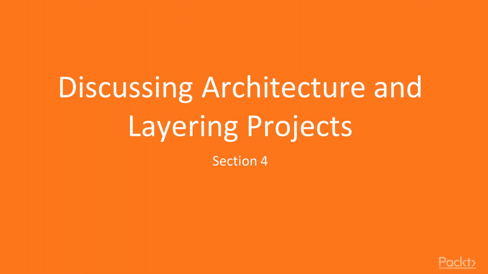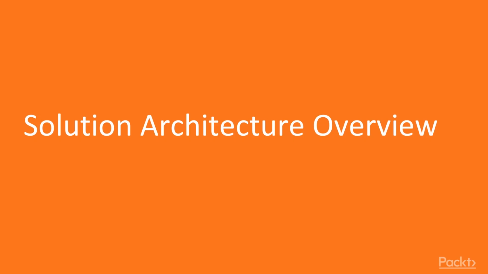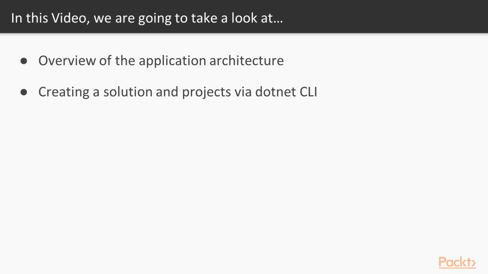In this section, we'll be discussing the architecture and layering our projects. We are going to take a look at the solution architecture overview, and then we'll proceed with creating our web API and core project. In this video, we'll take a look at the solution architecture overview, which means that we'll discuss the application architecture, and then we'll create a solution and all of the projects using the dotnet CLI.